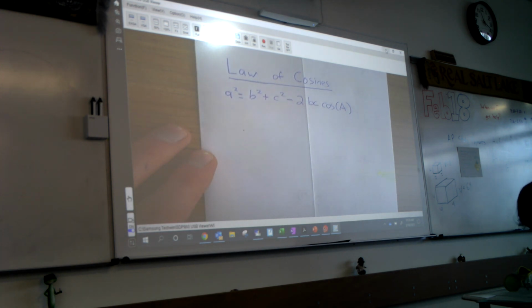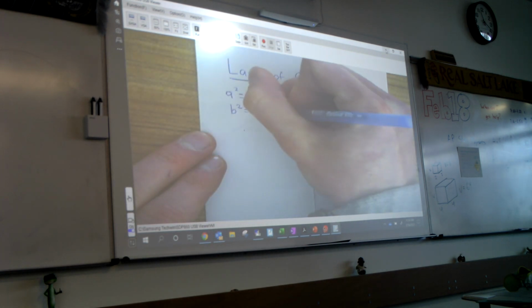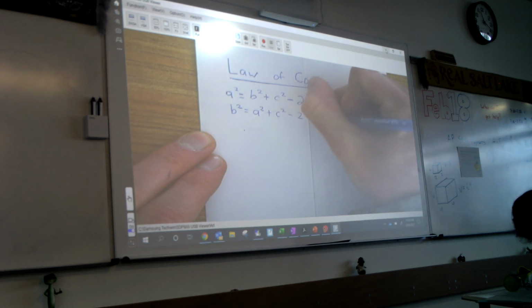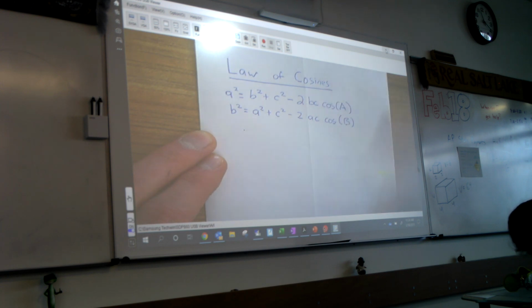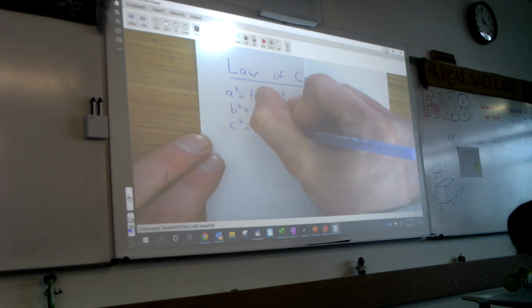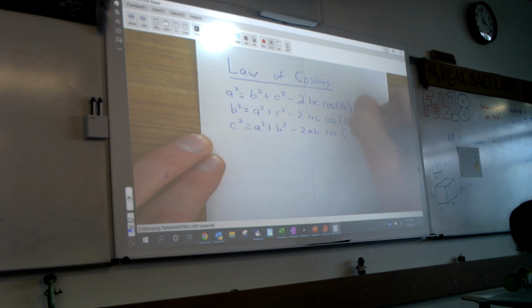And then basically we could switch up the letters a little bit. If I go to b, that means here I'm going to see a and c, not the channel. Get it, a and c. And then the angle will be angle B. Lastly, if we start with c squared, then the other two letters here are a and b, but the angle becomes C.